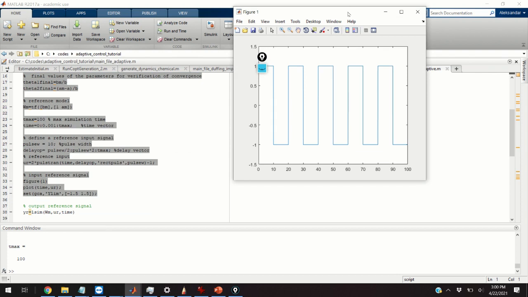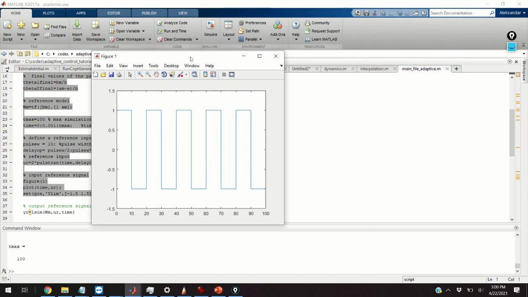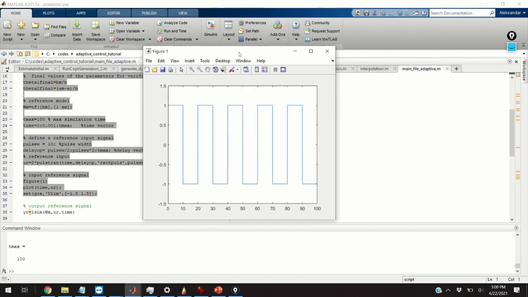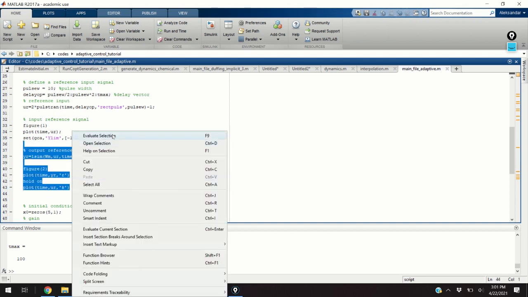So let's see how our input signal looks like. So this is our input signal. This is an input to the reference model. And let us simulate the reference model, or our desired system, for this input. We can do that by simply using the Matlab function lsim. We specify the transfer function, we specify the input, and we specify the time vector. Let's see what happens.